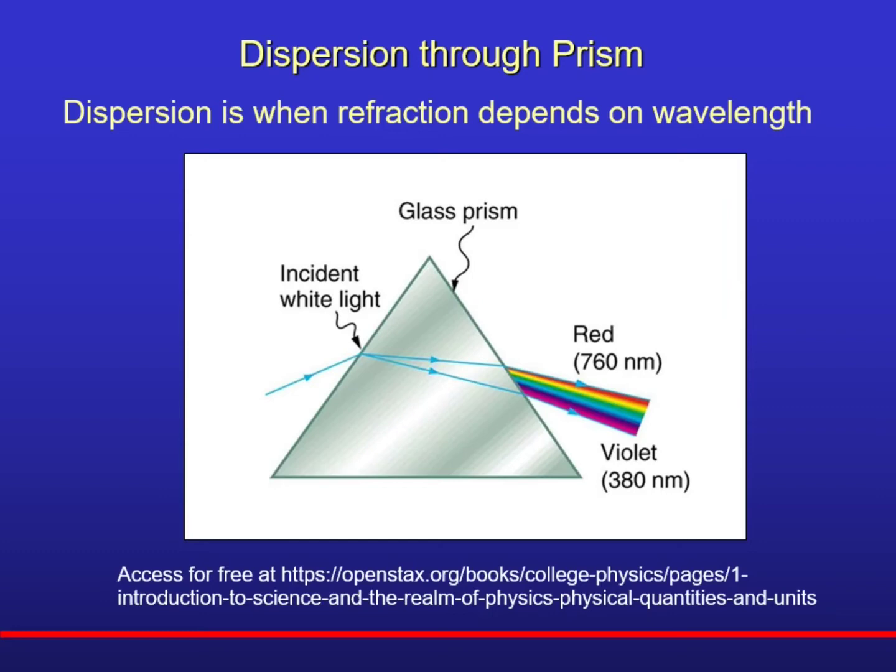Because the red light is faster, it has a smaller refractive index, bends less when it enters the prism. The violet, with a shorter wavelength, goes more slowly than the red, which means that it has a larger refractive index. It bends more when it enters the prism. The result is when the light exits the prism, you see a spectrum of colors from red to violet.